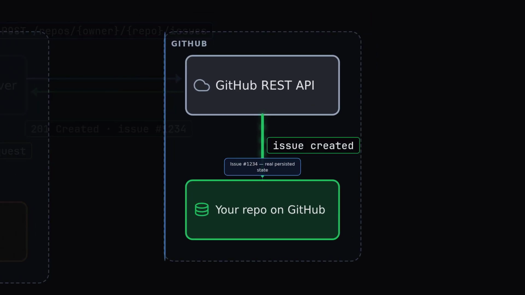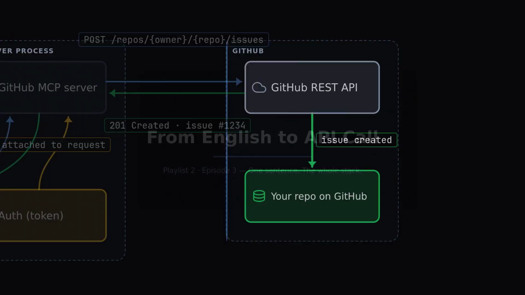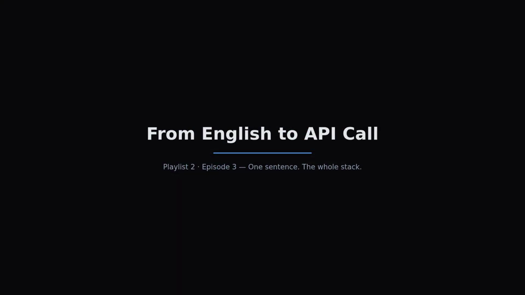Step 5. GitHub receives the request, validates the token, and creates the issue in your repo. Issue number 1234. A real row in a real database. The English sentence has now become a real-world effect. Part 2, the return trip, same path reversed.